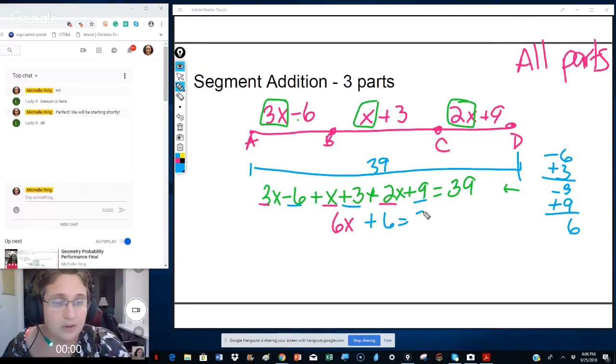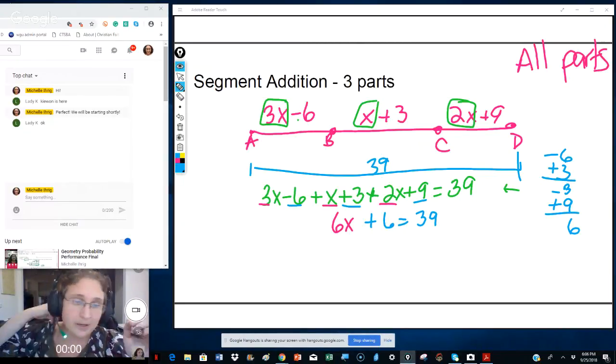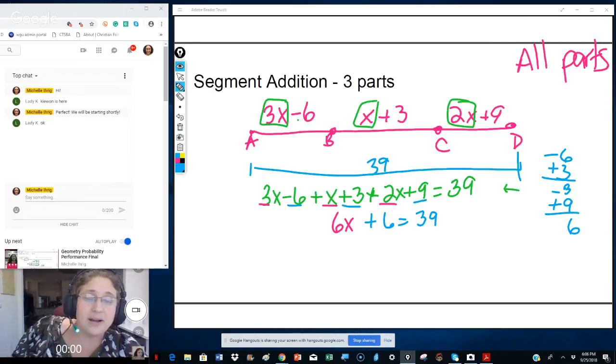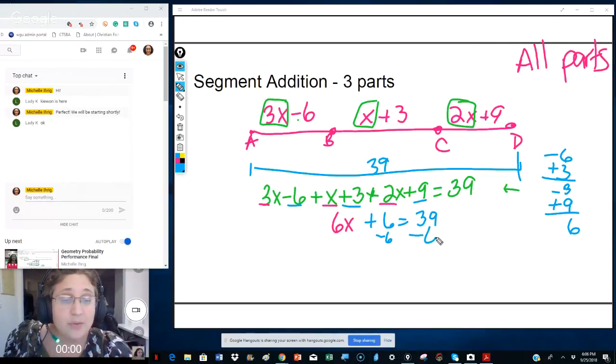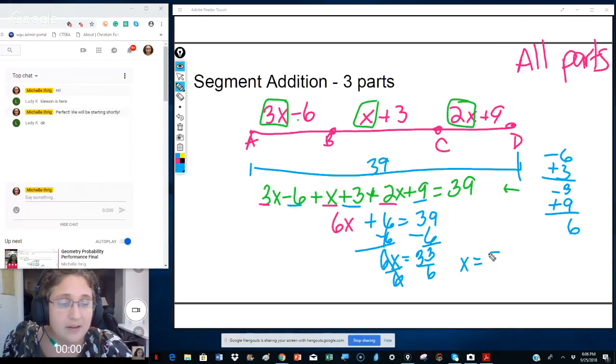And that equals 39. Oh, it's not going to work. It doesn't matter. We'll get a decimal. Next, what we're going to do is subtract 6 from both sides. We subtract 6 from both sides because we're going to try to do what's called isolate the variable. This is going to give us 6x equals 33. And then divide both sides by 6. And you get x equals 5.5.